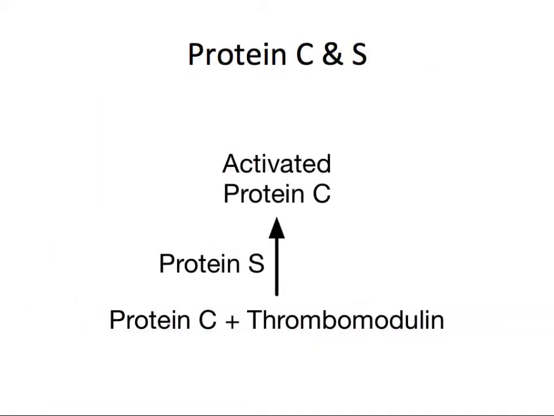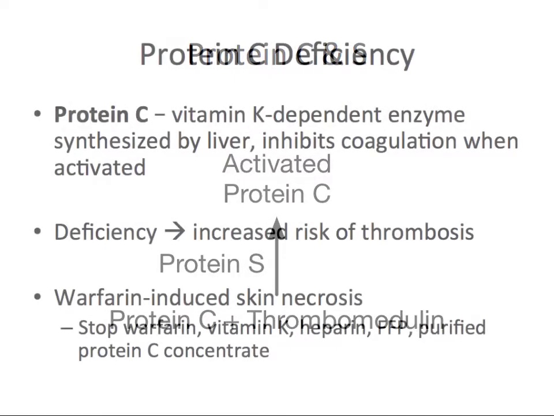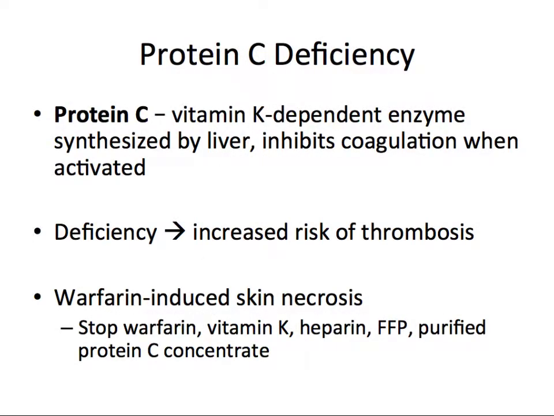Next, let's discuss diseases of protein C and S. Protein C is a vitamin K-dependent enzyme synthesized by the liver. It inhibits coagulation when it's activated. In protein C deficiency, there's an increased risk of thrombosis. These patients are also at risk for warfarin-induced skin necrosis. When this occurs, it's important to stop the warfarin, administer vitamin K, heparin, fresh frozen plasma, and/or purified protein C concentrate.